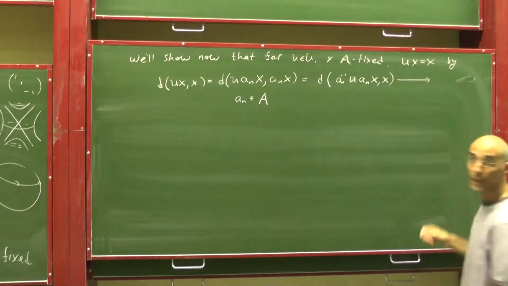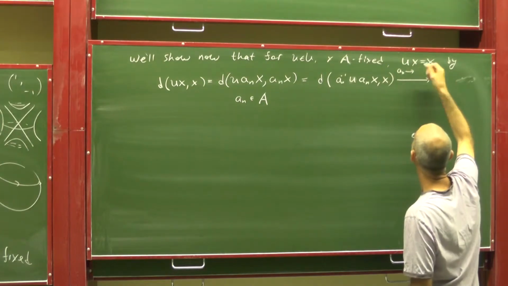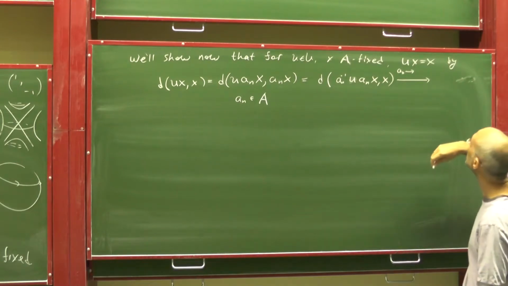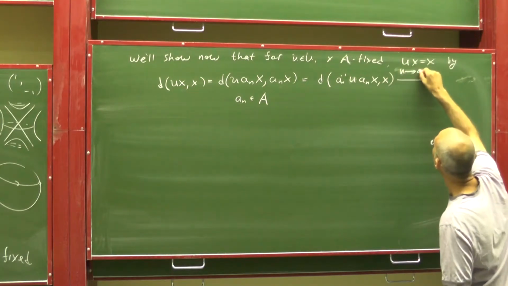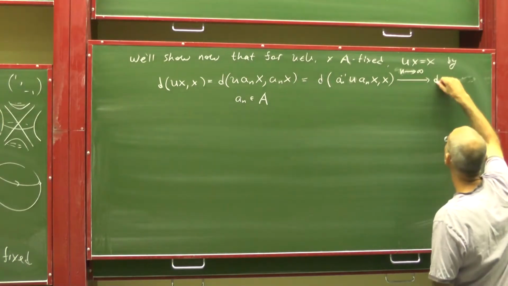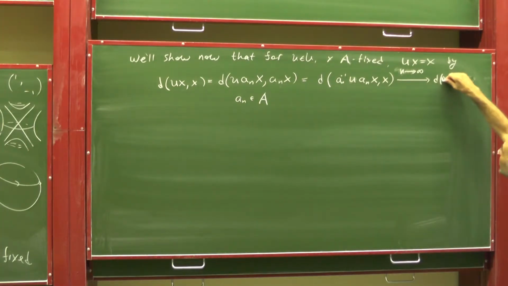Picking A_n right. And this A_n should be, no, actually it should be lambda inverse lambda, where lambda is some sequence tending to 0. This converges to d(x, x), or if you wish, d(identity times x, x), which is 0.